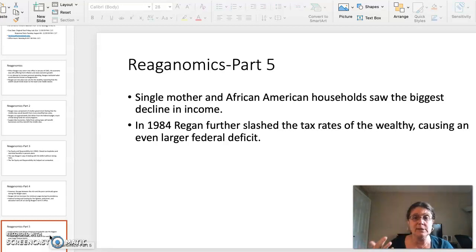In 1984, Reagan further slashed tax rates for the wealthy, causing an even larger federal deficit. And the federal deficit would really grow during his second term of office because he was very focused on funding the military and particularly his beloved Star Wars program.